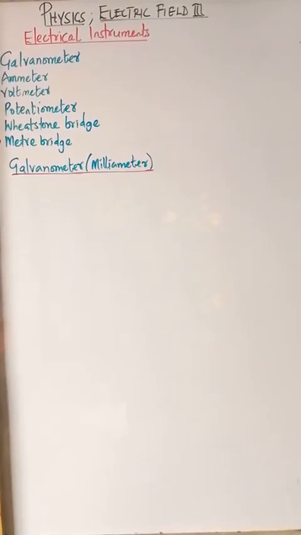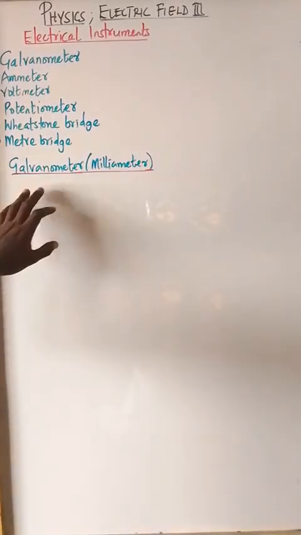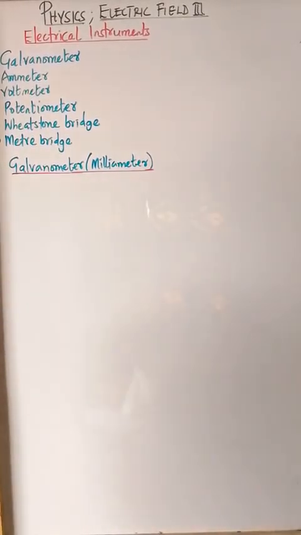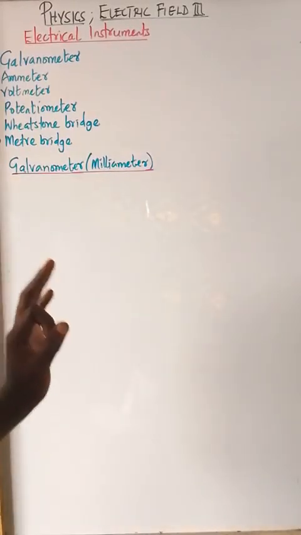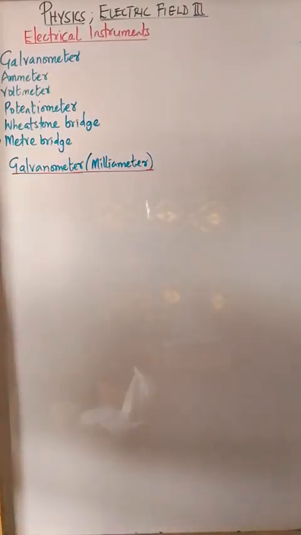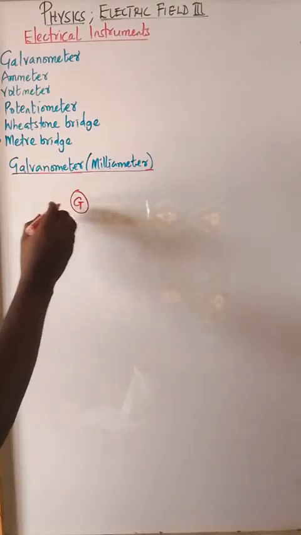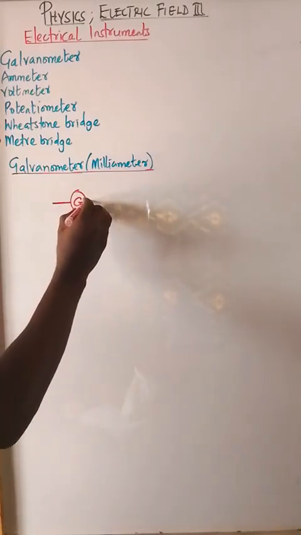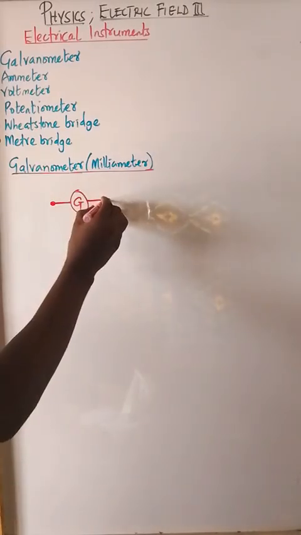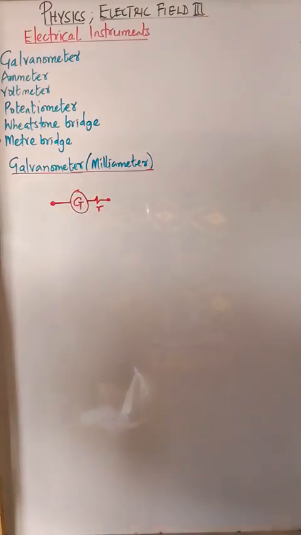For today's class, we'll be looking into electrical instruments from galvanometer down to meter bridge. Galvanometer is also known as milliammeter. To understand the working principle of galvanometer, we have to first get to electromagnetic field. But galvanometer is represented with what? G. And it has two terminals. And it has internal resistance, small r.